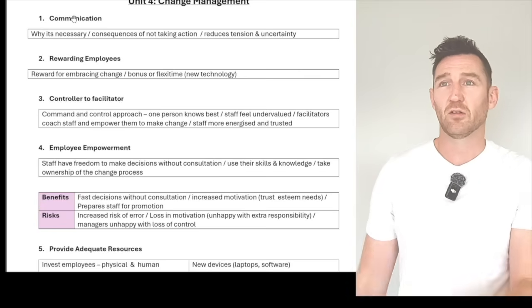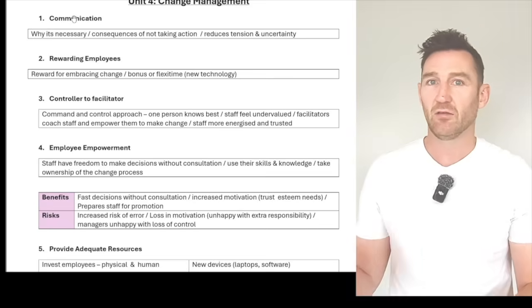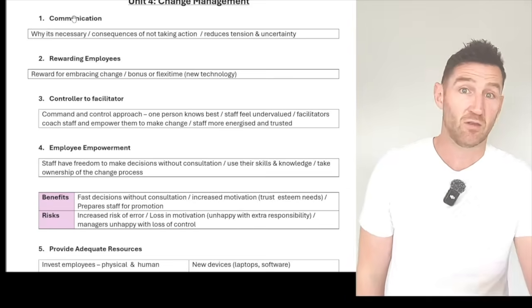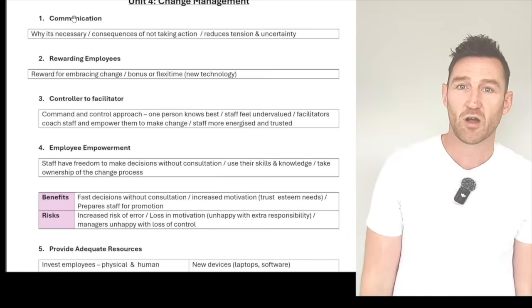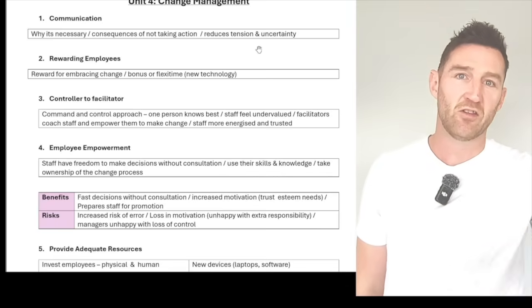So they should say to employees, look, I know this is hard, but we're doing this because we have to, we need to remain competitive, and this is the way that we're going to reduce our costs. So they need to explain why we're doing it, what are the consequences. If we don't do it, we're going to go out of business, we're going to lose market share, whatever it is. And it will make the change more palatable, so it reduces tension and uncertainty, right?